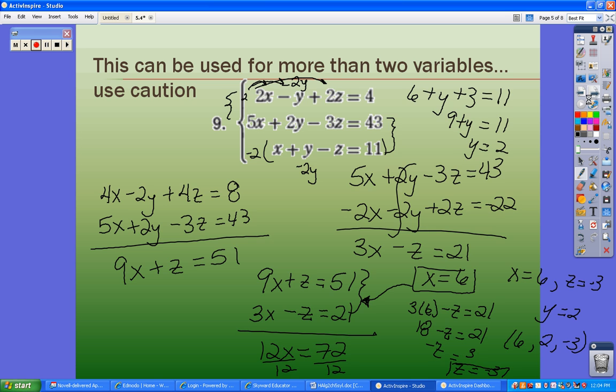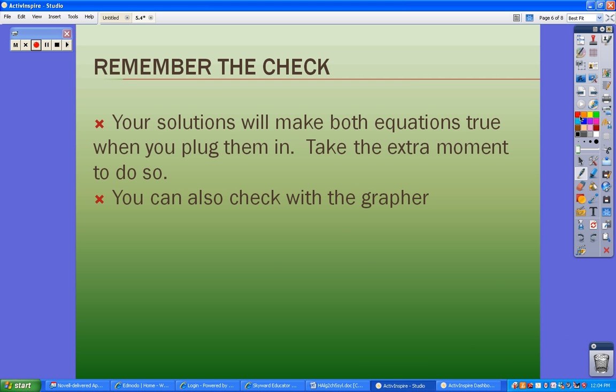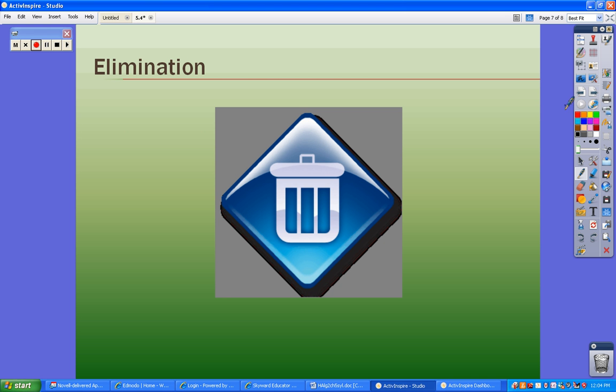Gets a little sloppy. Okay, remember the check again. Your solutions are going to make all the equations true. If there's 3, it'll make all the equations true. Take that extra moment to do so. You can also check with your grapher or substitution if you wanted. And we are going to do elimination.